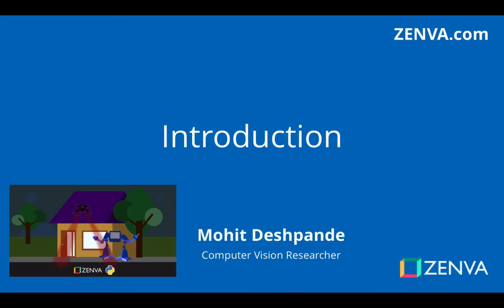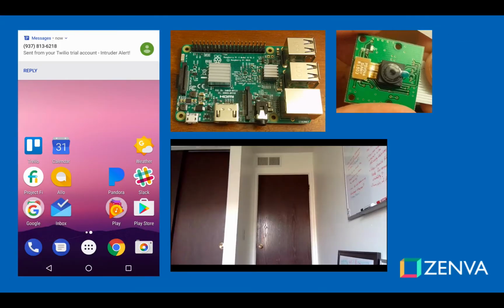Hello everybody, my name is Mohan Deshpande, and in this video we'll be building a security camera app that can send us a text message so that we can be notified if there is an intruder. So you can see I'm getting a text message saying, oh no, intruder alert. And to do this, we'll be using the Raspberry Pi.